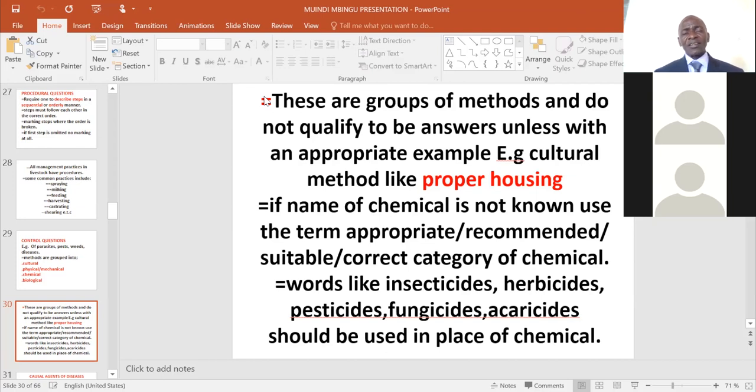Where you are certain that the parasite is an insect, it is safer to talk of use appropriate insecticide, because the word chemical is broad. Therefore, you should not use the word chemical. Insecticide, where the parasite is an insect. Use antihelminthics, where the parasite is an endoparasite like liver fluke, tapeworm, among others.